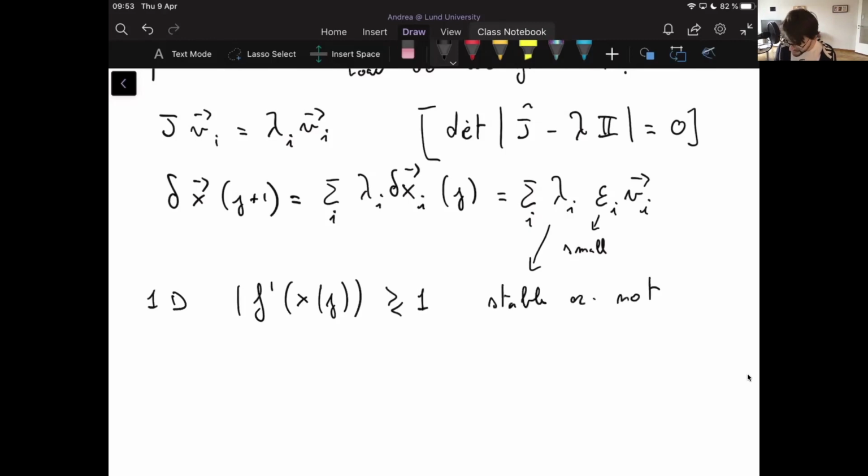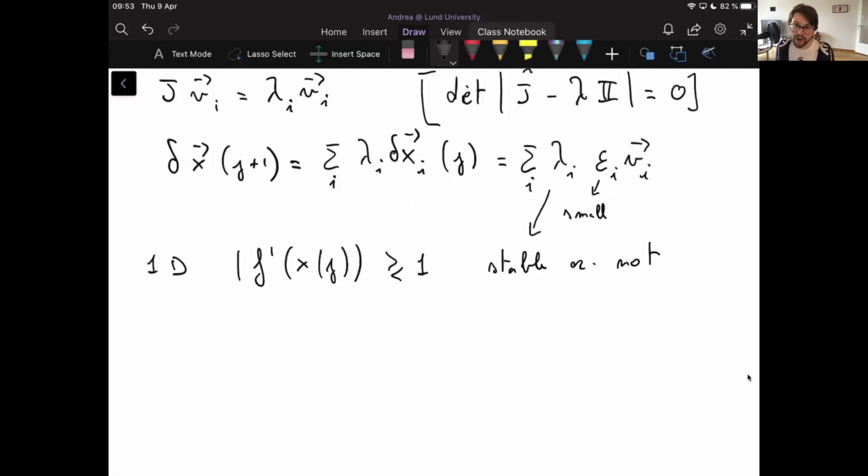So if the absolute value of the derivative was less than 1, then the one-dimensional map was stable. If it was greater than 1, the one-dimensional map was not stable. So the fixed point was repelling. So if you started very close to the fixed point, you will get away. And then the sign will tell you if you go to plus or minus, and that's basically it.